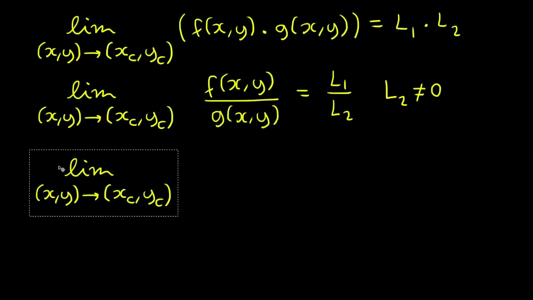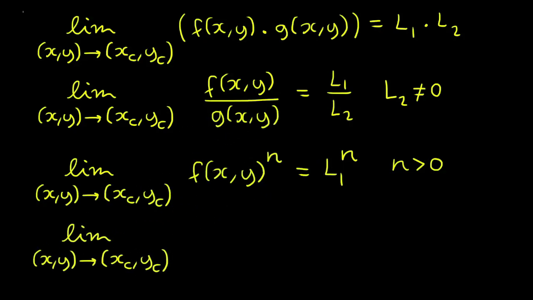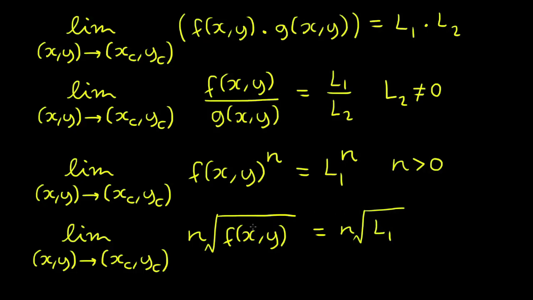And the limit of a function to the power of a positive integer is equal to the limit of the function raised to the same power. And we also have the root rule, which states that the limit of the nth root of f is the same as the nth root of L1, where L1 is the limit of the function. And it's the same thing as L1 raised to the reciprocal of n, where again n is a positive integer. So these rules help us to simplify evaluating limits algebraically.